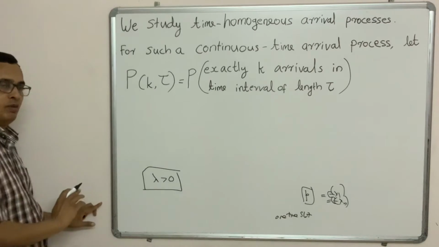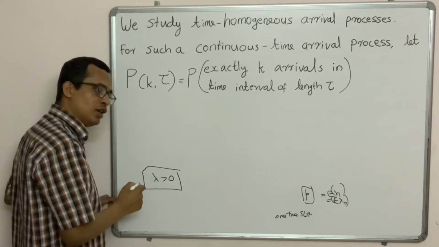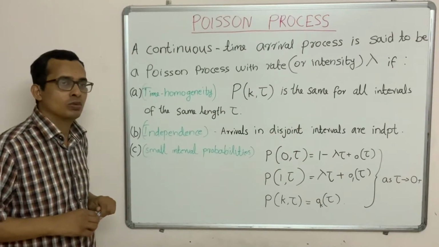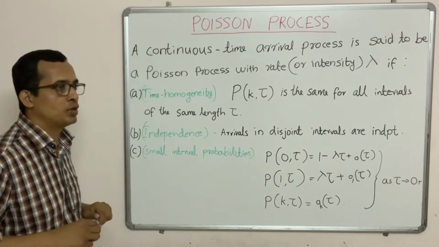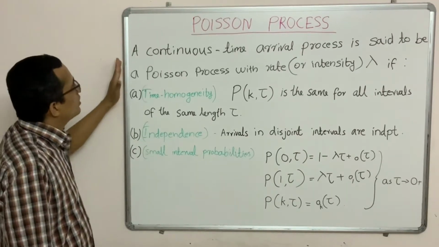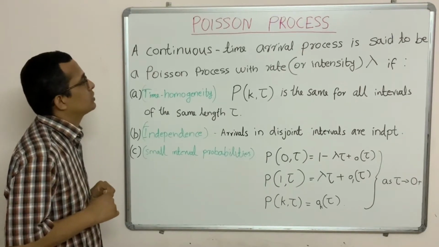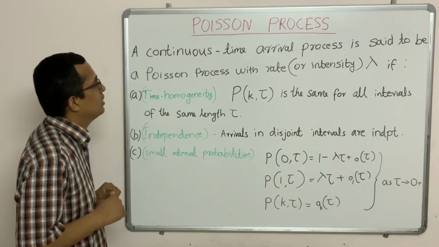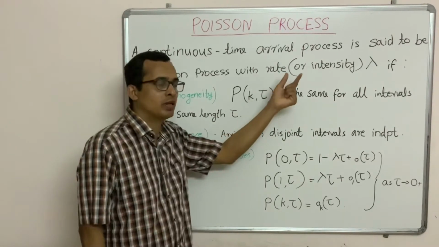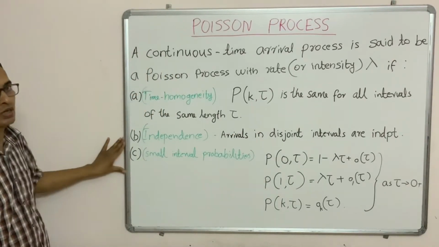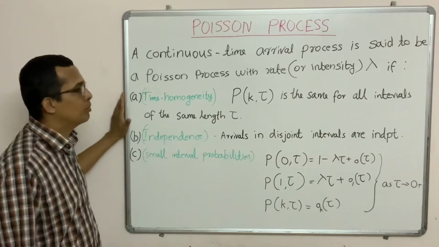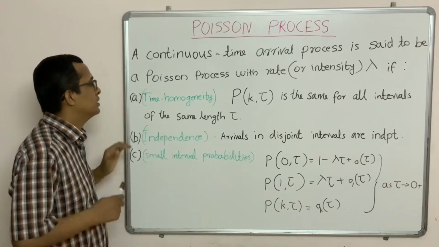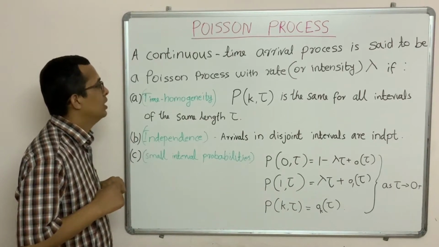This lambda in the Poisson process definition will play the same role as the arrival rate for the continuous time Poisson process. Let us now have the formal definition of the Poisson process. A continuous time arrival process is called a Poisson process with arrival rate or intensity rate lambda, where lambda is a given positive parameter, if three conditions are true. The first condition is time homogeneity, about which we have discussed already. Still we repeat: the arrival process is time homogeneous.